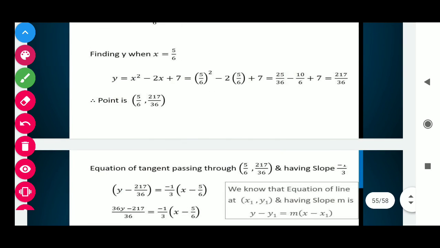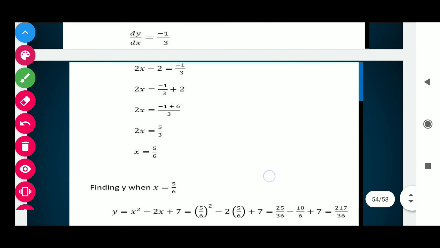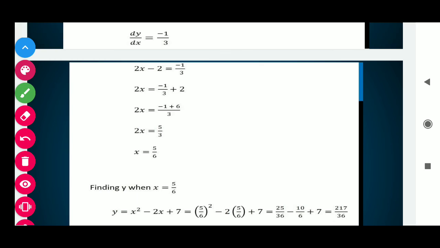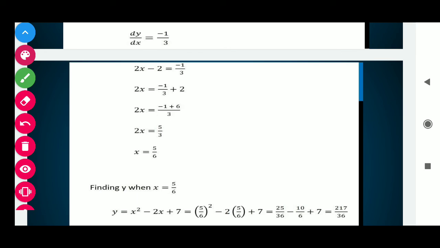Now we need to find the point. Here we have dy over dx equals minus 1 by 3, and put the slope 2x minus 2 equals minus 1 by 3. In this way, by calculating this, we get x equals 5 over 6. But students, if you have to find the equation of the tangent, you need one point and the slope. Here we have the slope and we need to find the point.